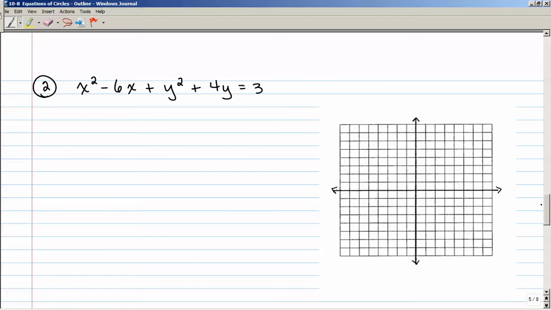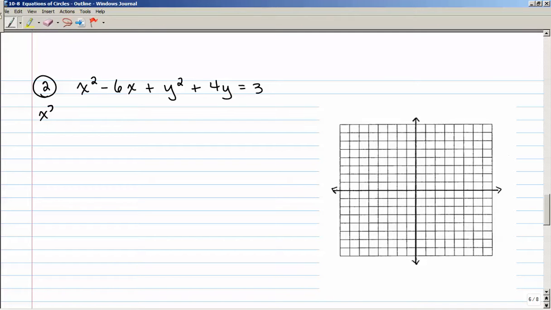Okay, this is actually, it may not look like it, but this actually is the equation of a circle. It's just in a different form. Key thing is it has an x squared and it has a y squared. But it's not in the form x minus h squared plus y minus k squared equals r squared. But we can put it into that form. And to do that, we're going to use something you learned last year in Algebra 1 called completing the square.